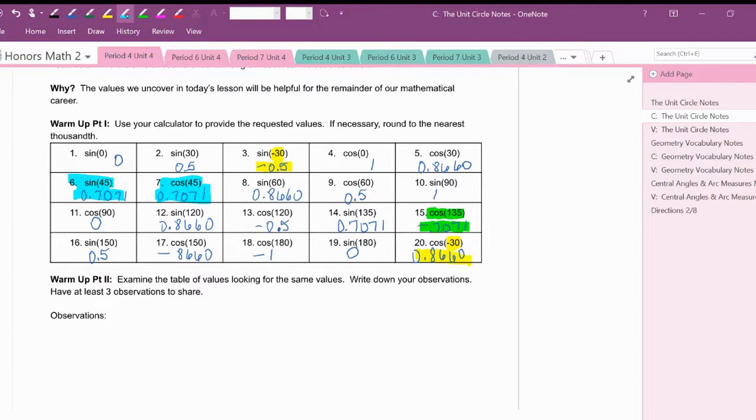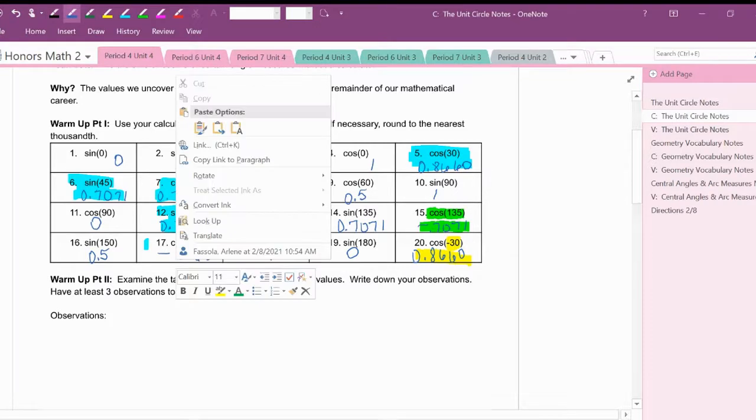This is a little peculiar, though. A cosine of 150 is what I meant to highlight. Cosine of 30 and the sine of 120 have the same value. That's a little intriguing.